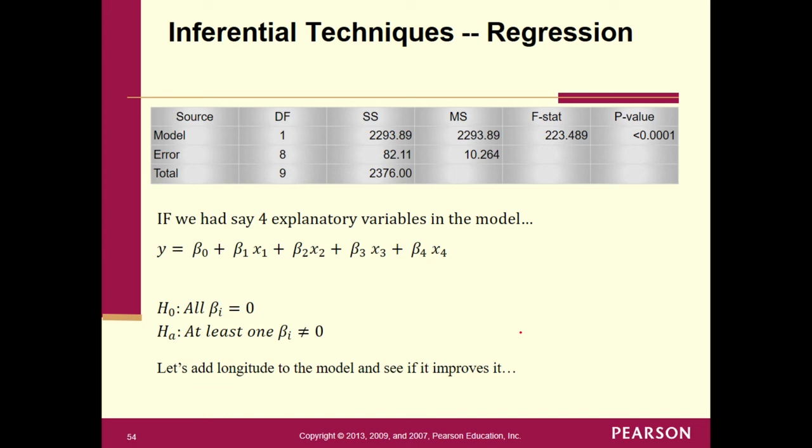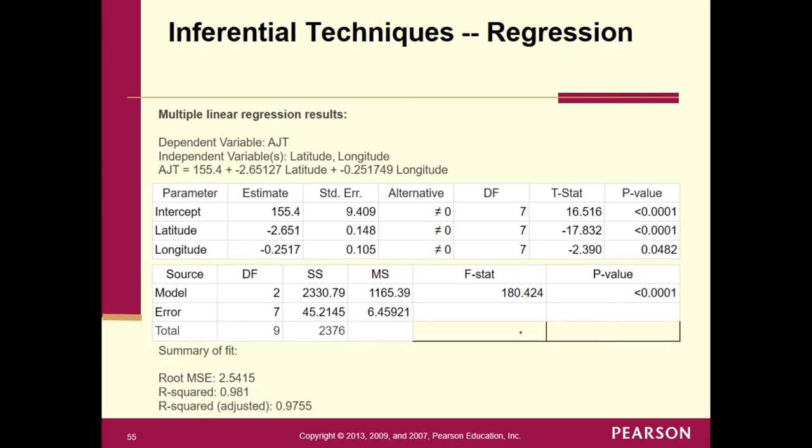So let's add longitude to the model and see if it improves it. The F-test will be the first indication if things are improving. So I did that. Up here, don't get lost in all my stuff on the page. What I've done is add longitude into the model. These are the different slopes that came from it. So let's go to the F-test.